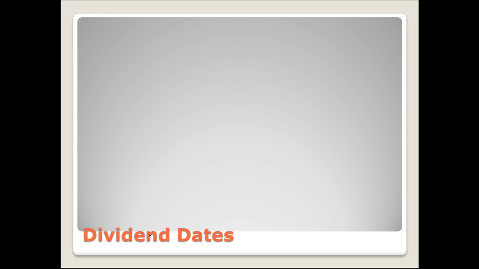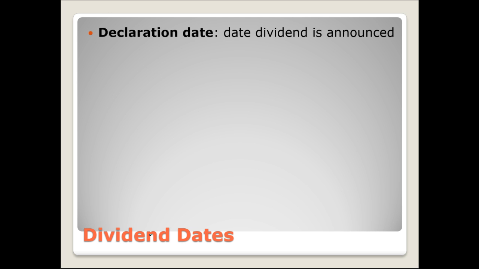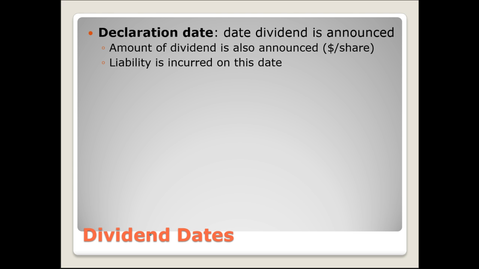Let's look at cash dividends first, and let's look at some of the language we use for dividends. We have different dates when we issue dividends. The first one is the declaration date, which is the date the dividend is announced. On that date, the company will say what dollar amount per share it will be paying in dividends and on what date it will pay them. On that moment, on the declaration date, the company incurs a liability.